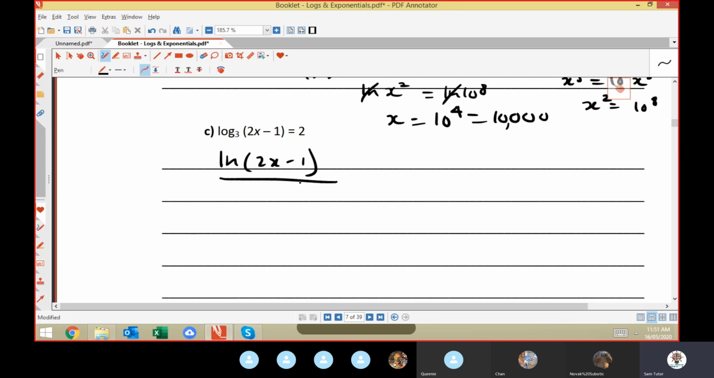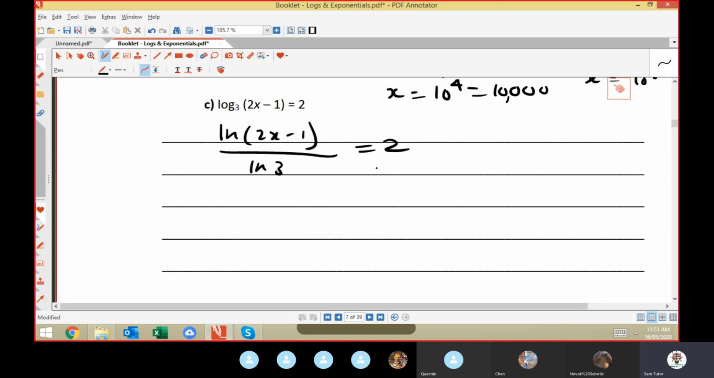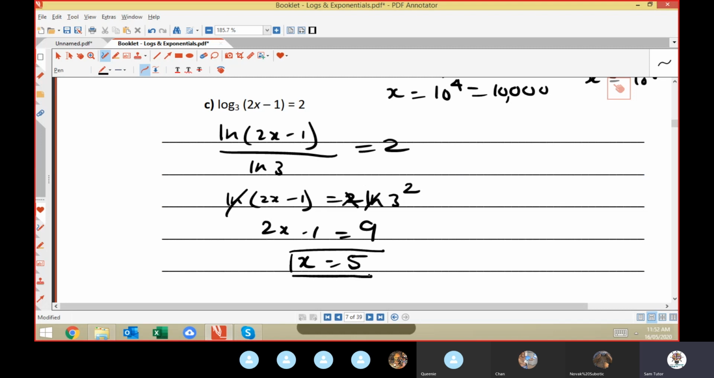ln(2x minus 1) over ln 3 equals 2. Bring the log 3 over. You're starting to realize it's almost the same question over and over again. The 2 goes to the top, cross out your logs. You get 2x minus 1 equals 9, so 2x equals 10. X equals 5, sub back in, 2 times 5, take away 1, looks good.